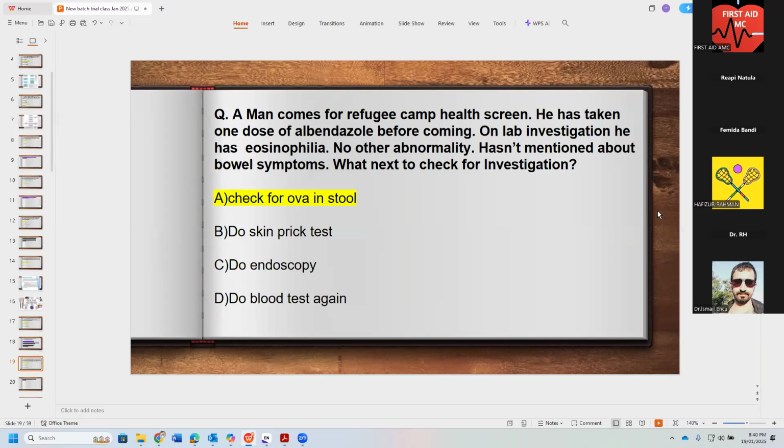Skin prick test is done in allergies. When a patient has a history of eczema, asthma, or food allergy, we can refer them to an immunologist who can do a skin prick test to find out what sort of allergies they have or which substance they're more allergic to. Very good, doctor. Esophageal varices as well.